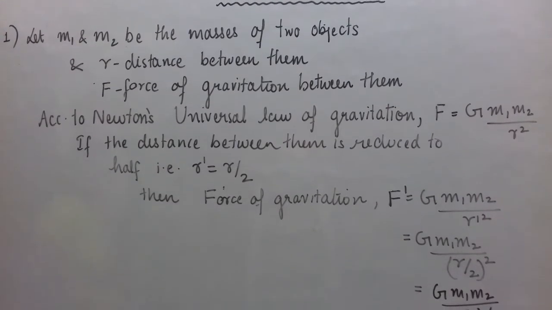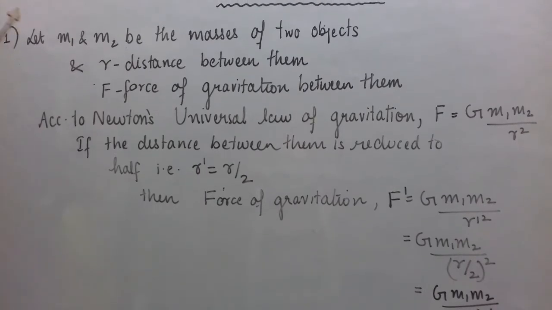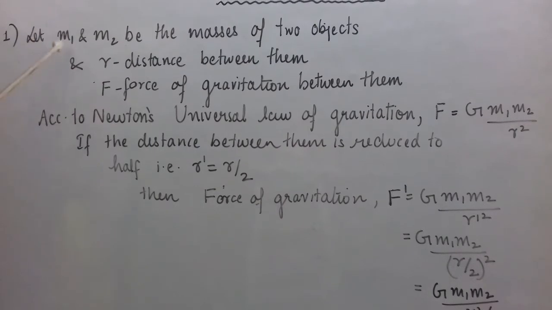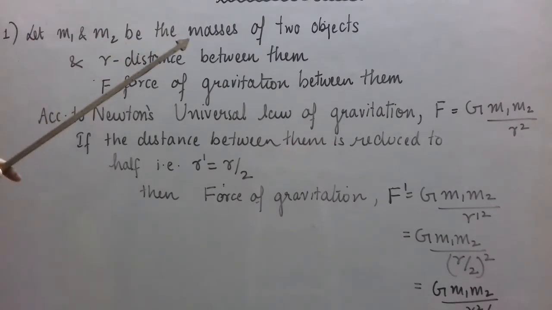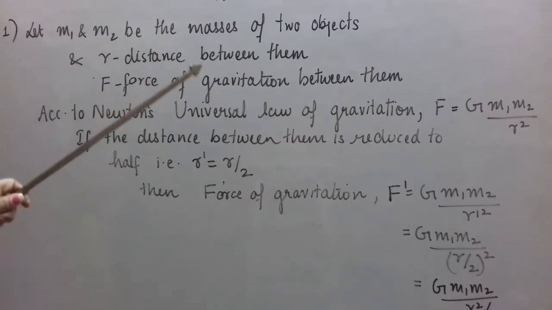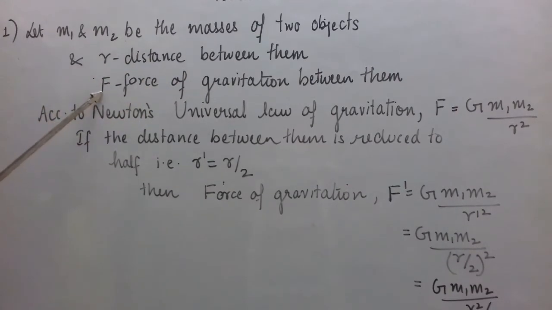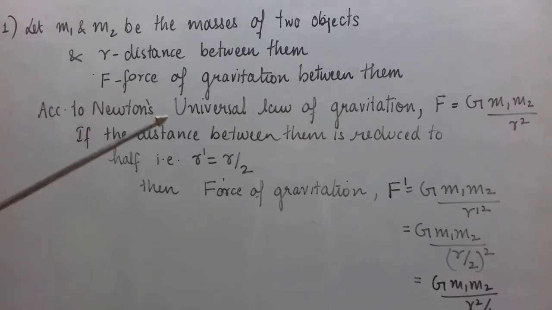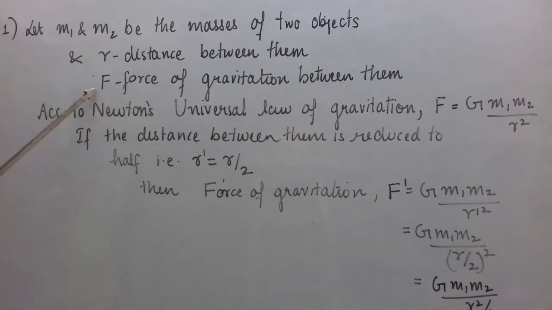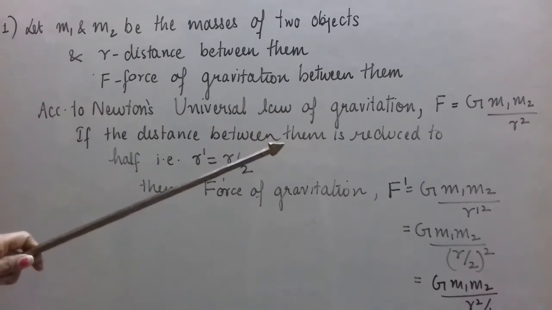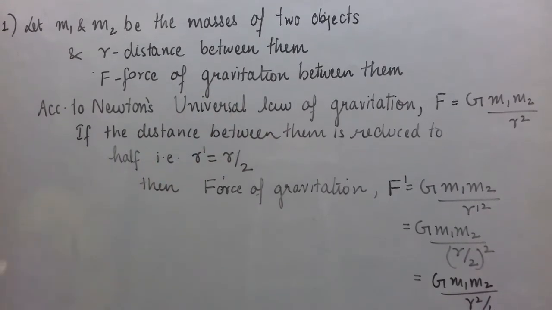So let us consider two objects, and let m1 and m2 be their masses, and let r, small r, be the distance between them. And F, capital F, be the force of gravitation between them. We know that according to Newton's universal law of gravitation, this F is equal to capital G m1 m2 over r square.